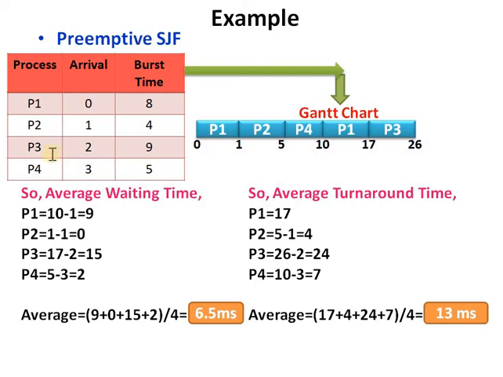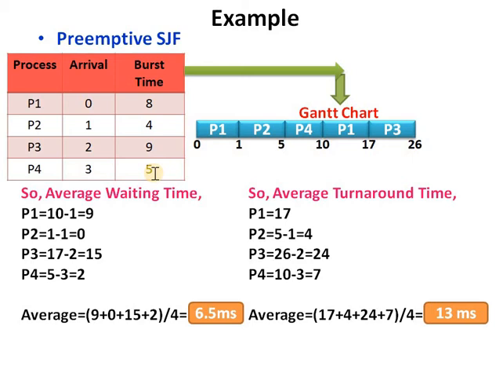In this example, there are 4 processes P1, P2, P3 and P4 which have arrival times 0, 1, 2, 3 respectively, and process P1 has a burst time of 8, process P2 has a burst time of 4, process P3 has a burst time of 9 and process P4 has a burst time of 5.